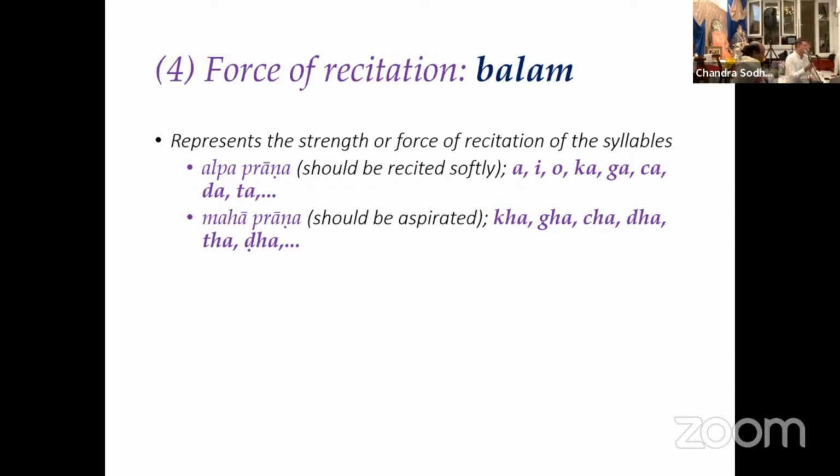So alpa prana are all the syllables which don't have this h or hak, this aspirated sound, and we say that they should be recited softly, right? So it is a, i, o. Whatever is without hak is alpa prana, and when there is the hak, then it is called maha prana. And those are syllables that we practiced just now: kha, gha, chha, dha, right? All of those which have this h or hak, usually in the middle of the syllable.